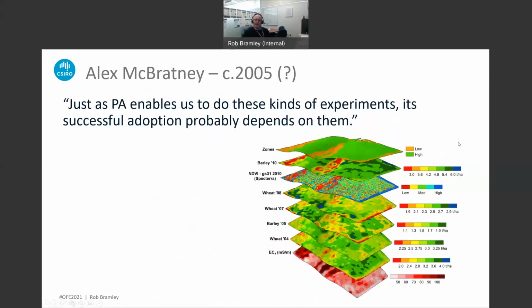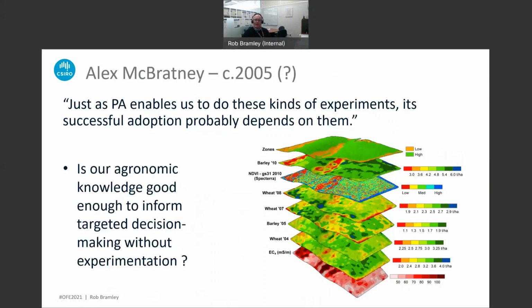I think it was about 2005 that Alex McBratney made the comment that just as precision agriculture enables us to do these kinds of experiments, its successful adoption probably depends on them. I would add that one reason for that is that we can probably question whether our agronomic knowledge is good enough to inform targeted decision making without conducting experiments.